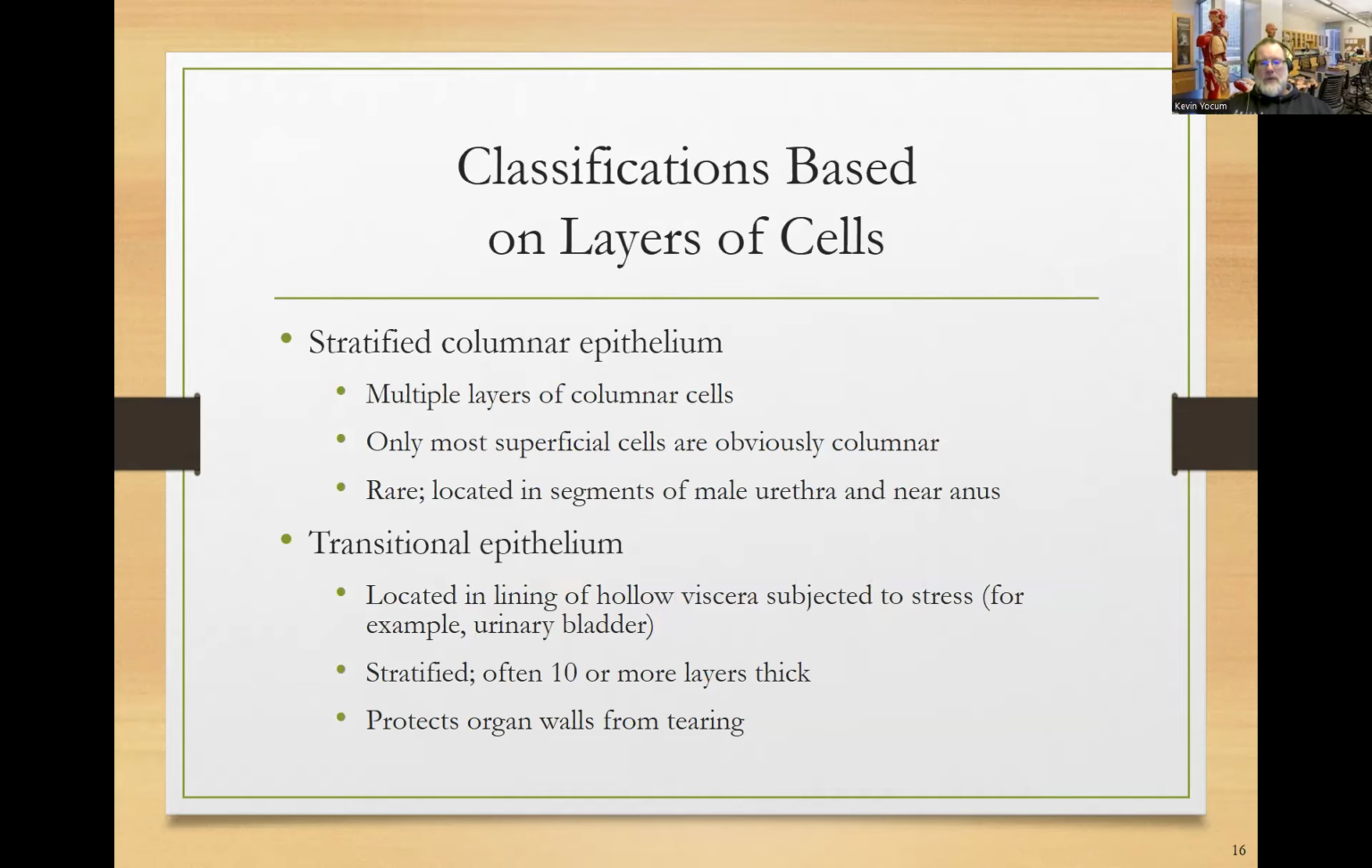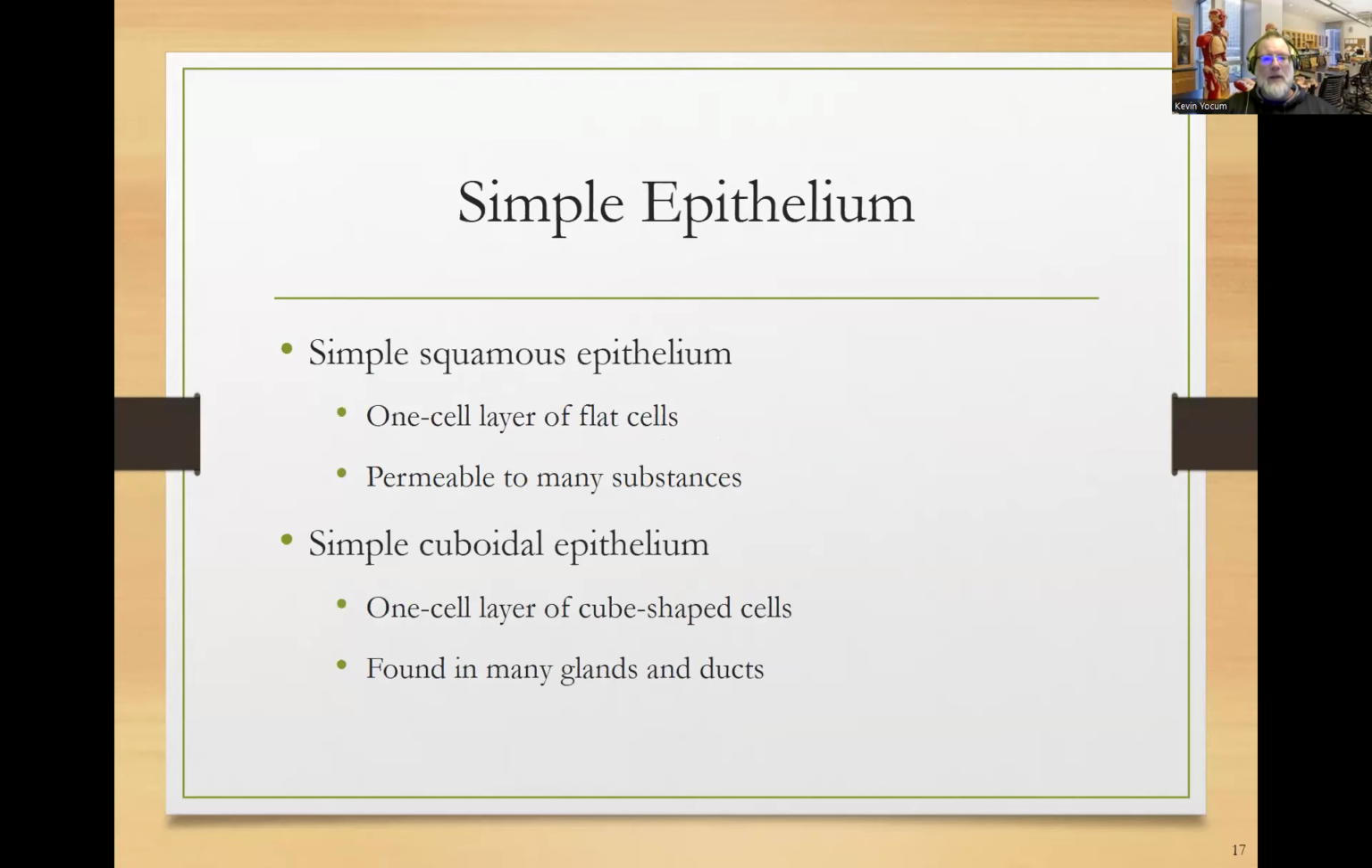All right. So these next few slides just give you some of the black and white details. I'm not going to stay on these. You can read through those. Again, stratified columnar is rare. We don't really see that. Transitional, like I said, typically we find that with the urinary bladder. So again, simple squamous, simple cuboidal. Simple cuboidal, we oftentimes relate to glands and ducts. So you'd probably want to remember that with simple cuboidal.